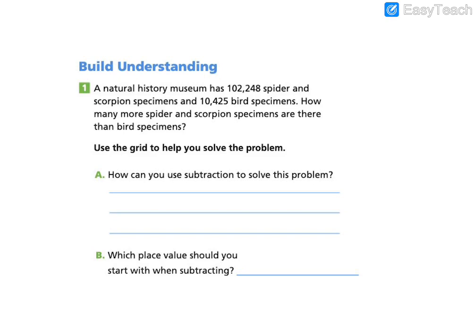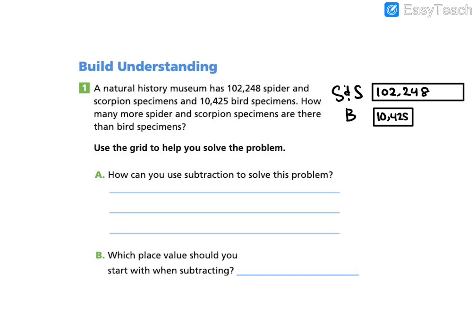So I like to think about this using a bar model. So I have my spider and scorpion specimens, right? And I know that I have 102,248 of those. And then my bird specimens, I have less of, right? I have 10,425. So ultimately, what the question is asking us is how many more, right? It's asking us to find this. How many more scorpion and spider specimens are there than bird specimens?